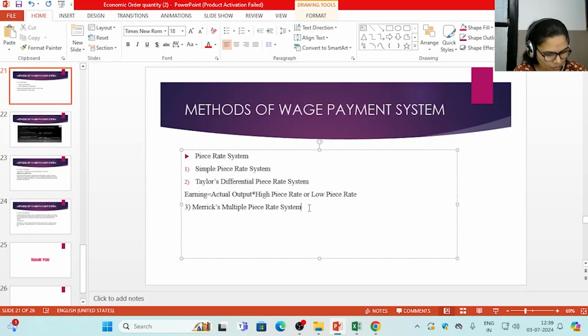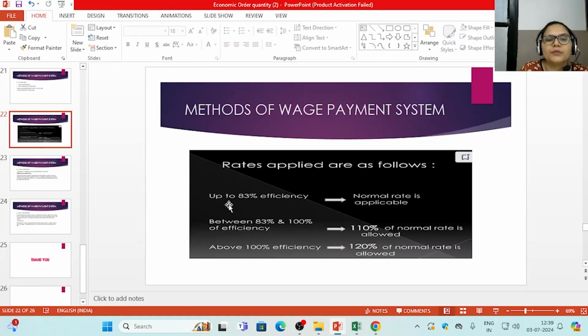This system moderates the severity of punishment for a small fall in efficiency. Under this method, workers are paid according to three piece rates, which are based on their percentage of efficiency. Up to 83% efficiency, the normal rate is applicable. Between 83% and 100% efficiency, 110% of the normal rate is allowed, and above 100% efficiency, 120% of the normal rate is allowed.